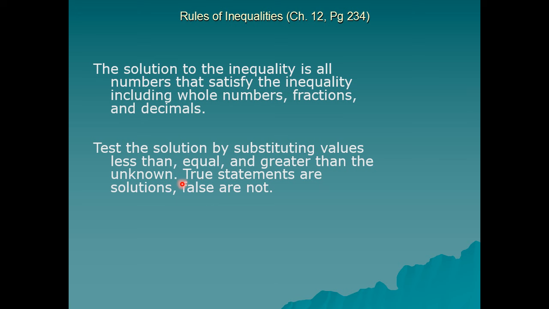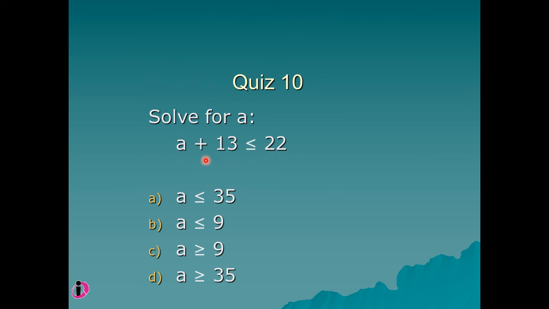We always do the testing, right? Let's try a couple of examples. Again, all the steps are the same except for multiplication and division, or division by negative numbers.